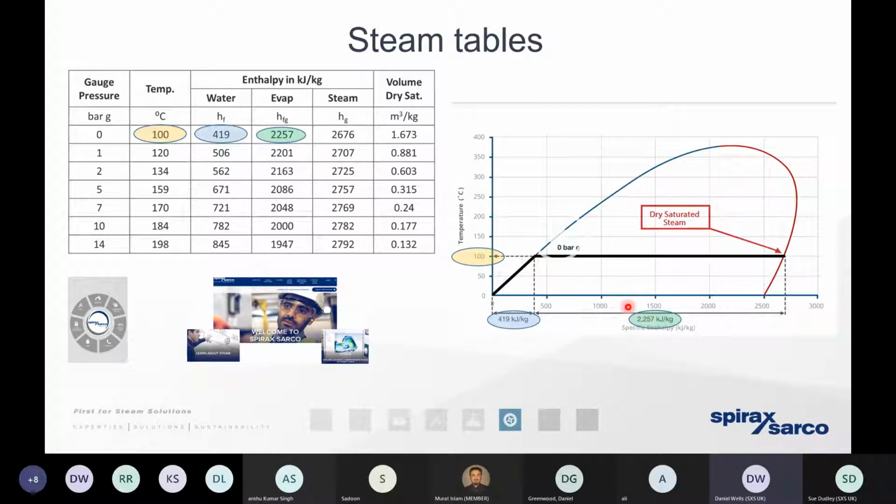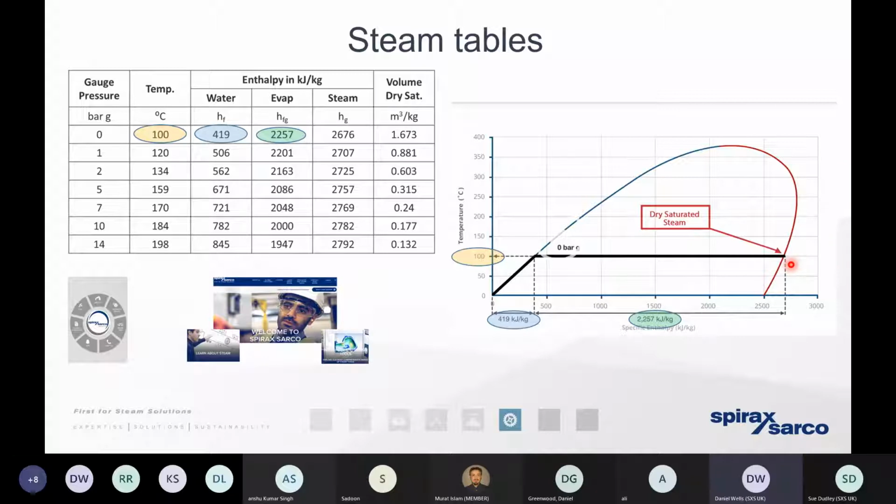But it's only when we've added that 2,257 kilojoules of heat that we can say the evaporation process will have ended, and we've now got a mass of steam that is fully dry and fully saturated. Now that terminology, dry saturated steam, is critically important. It's the cornerstone of good steam engineering for a number of reasons.